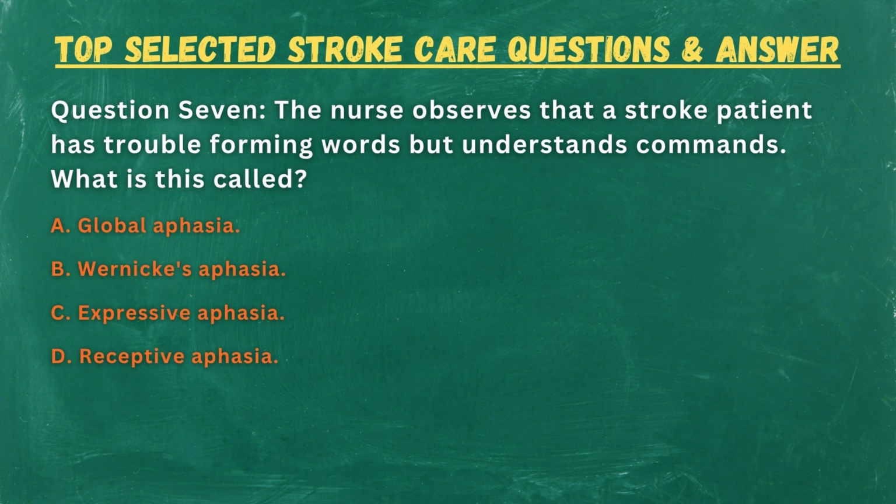Question 7. The nurse observes that a stroke patient has trouble forming words but understands commands. What is this called? A. Global aphasia. B. Wernicke's aphasia. C. Expressive aphasia. D. Receptive aphasia. Answer: C. Expressive aphasia.